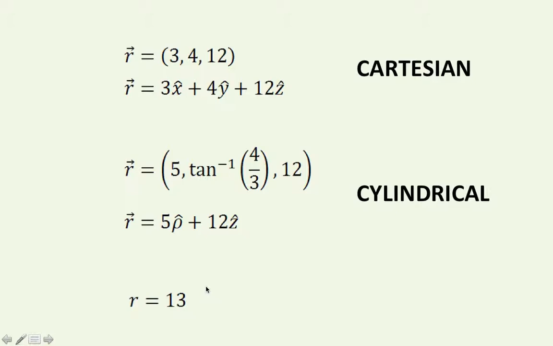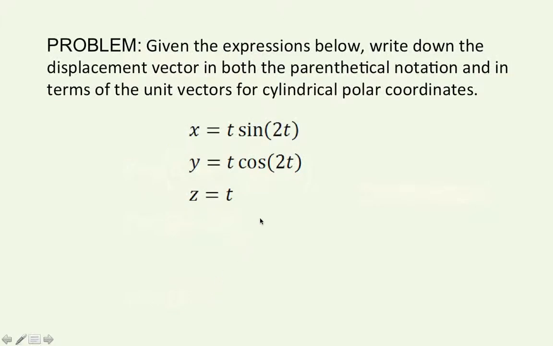Hopefully this was an easy problem, so let's try another one. In this problem, I give you expressions below for x, y, and z, and I want you to write down the displacement vector in both the parenthetical notation and in terms of the unit vectors for cylindrical polar coordinates.